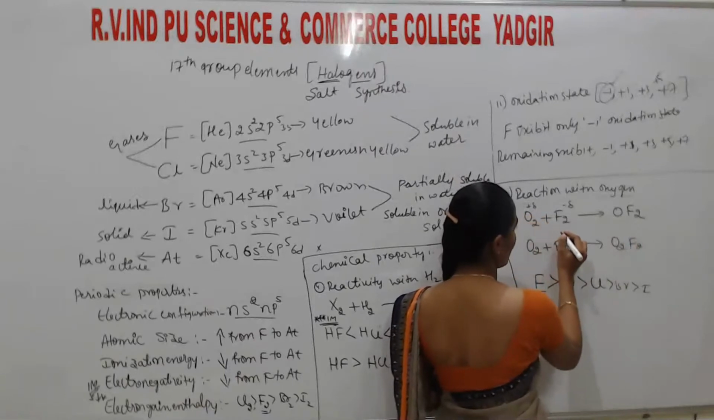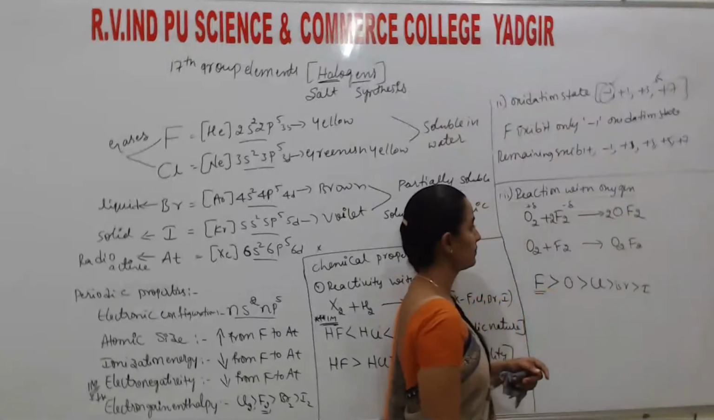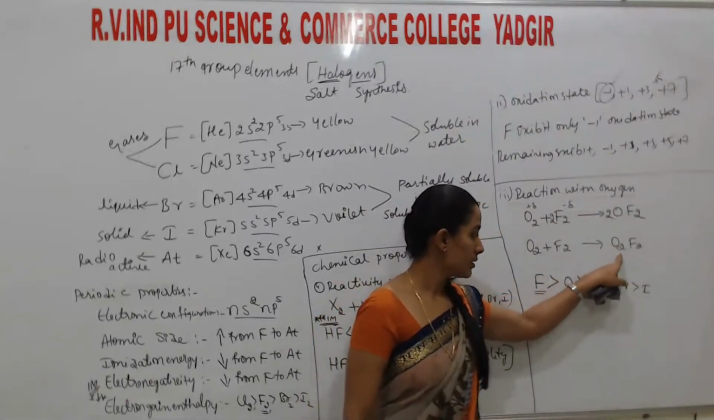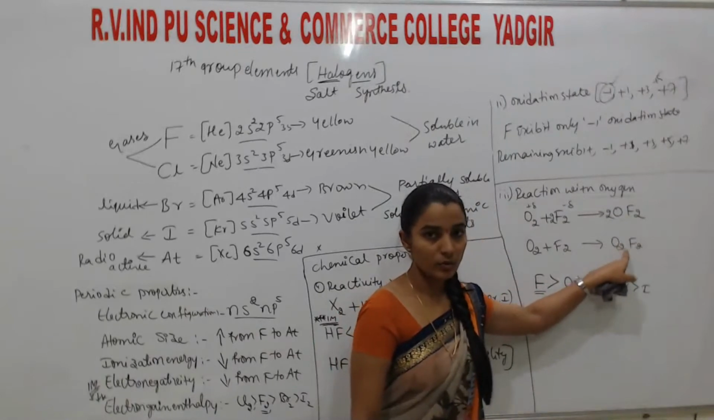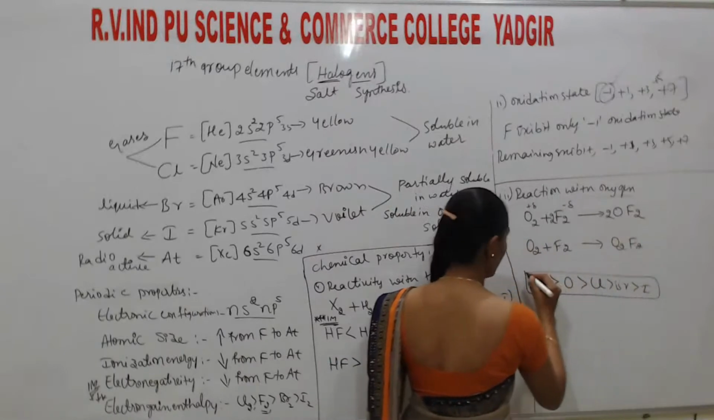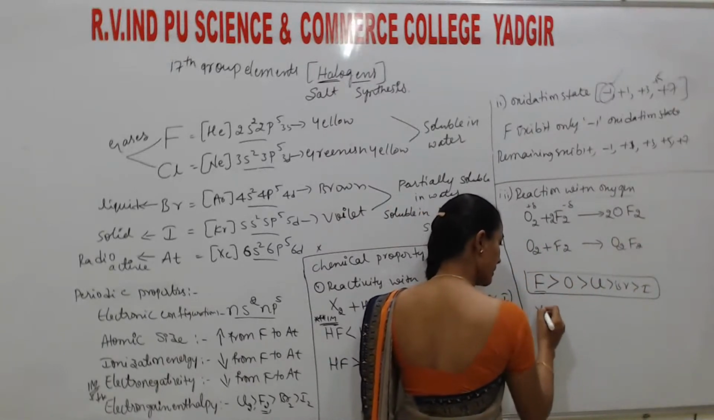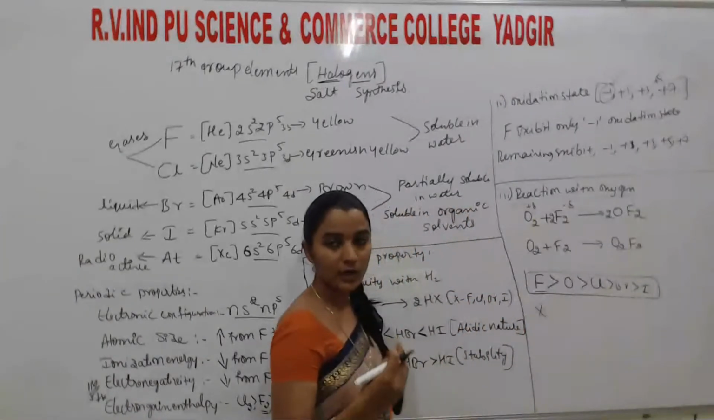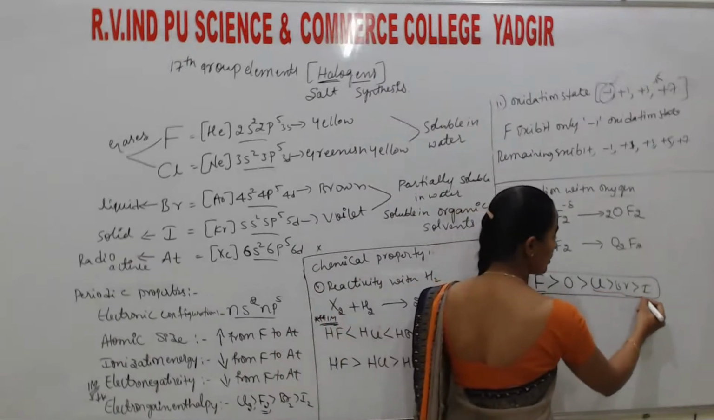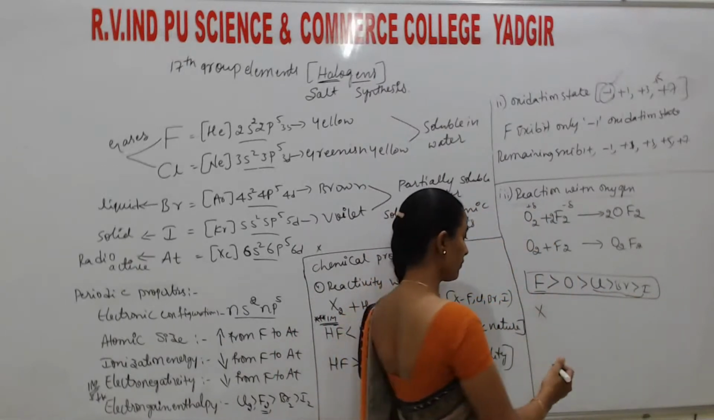As this is a highly electronegative atom, compounds will form like this, O2F2. Next, compare this. Consider X. X may be chlorine, bromine, iodine, except fluorine. X means these three. Among these three, oxygen is highly electronegative.